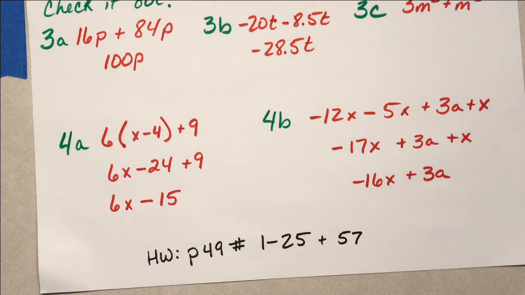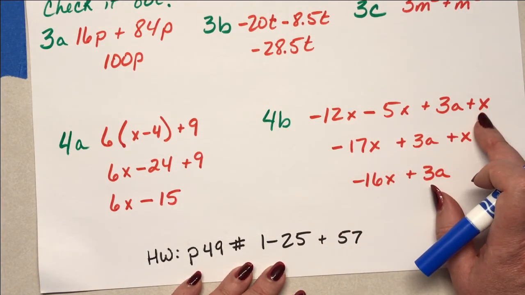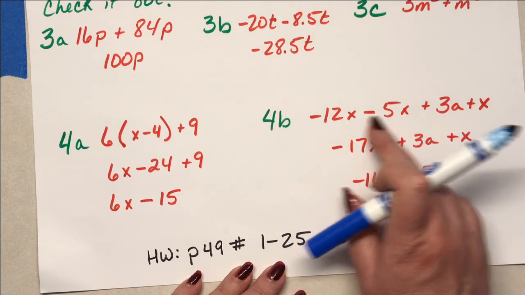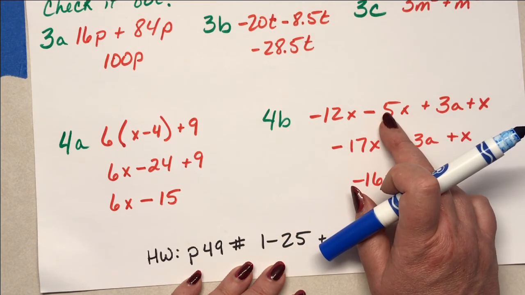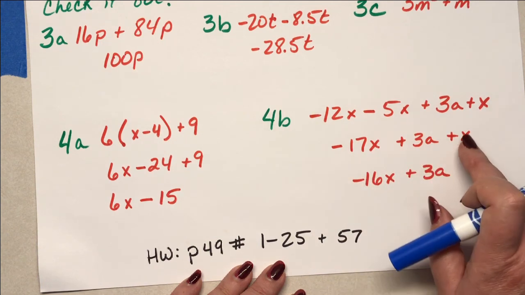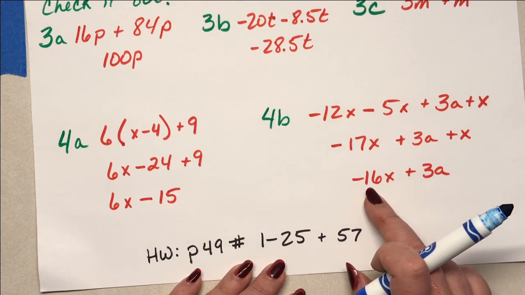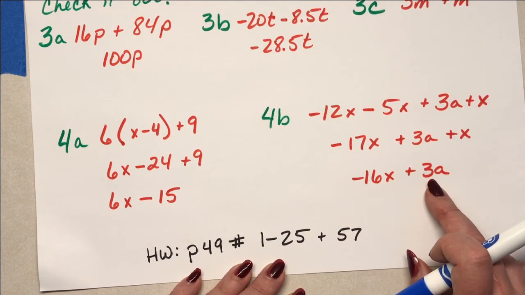The next problem, negative 12x minus 5x plus 3a plus x. I'm going to combine these two. Two negatives give me a bigger negative, negative 17x plus 3a plus x. I want to combine this x with this negative 17x. That gives me negative 16x plus 3a.